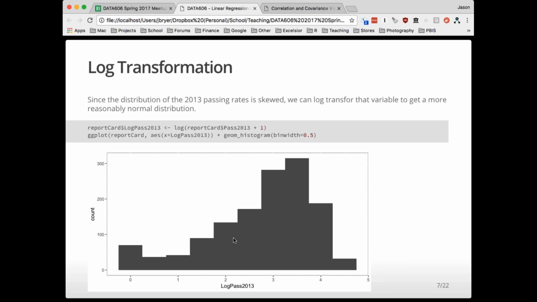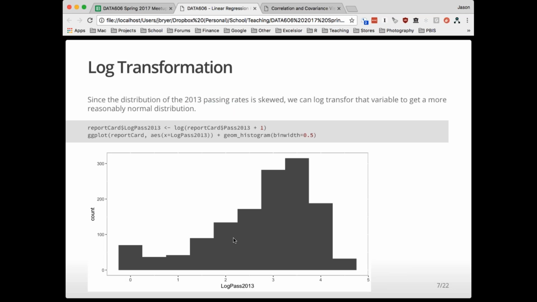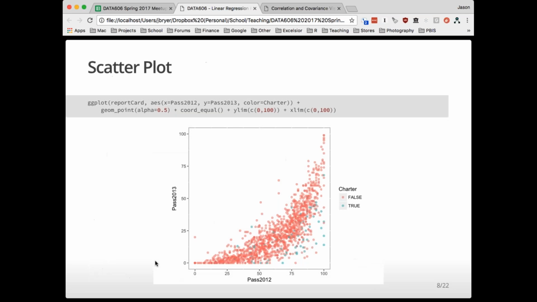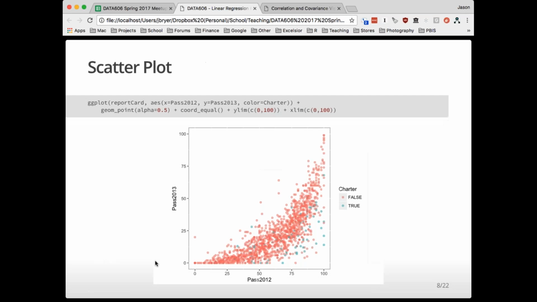So, of course, one thing, given that we have non-normal distributions, well, let's try a log transformation. It helps, but doesn't quite get rid of all of this. We still have a little bit of a tail here, but it's certainly one approach we could take. I'm going to come back to the log transformations in a little bit. But for now, let's just look at the scatter plot.